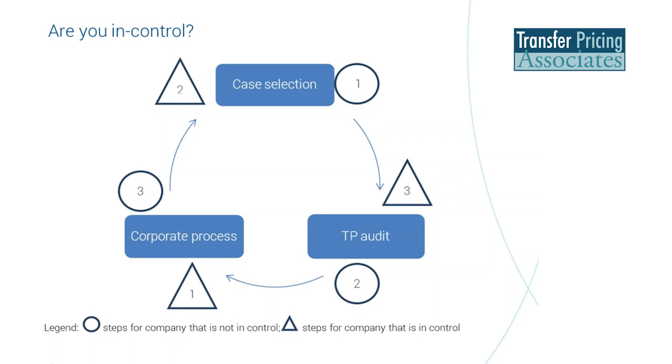And even if it does, the company is prepared to prove to the tax authorities the arm's length nature of its transactions. A company that is in control complies with the tax and transfer pricing regulations in all of its locations, and it undertakes adequate steps for avoidance of any risks and disputes, and it prepares for the possibility of dispute resolution.